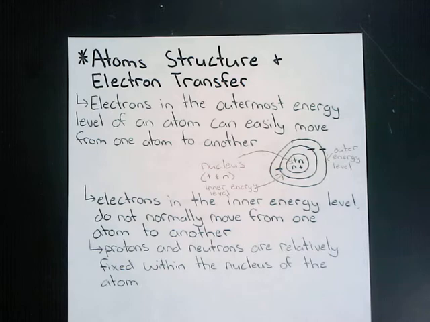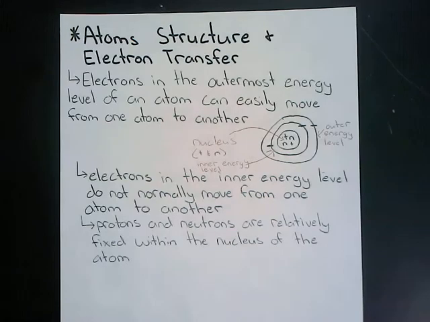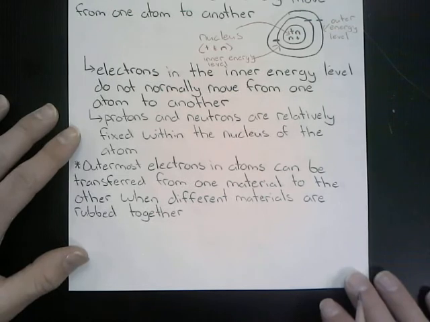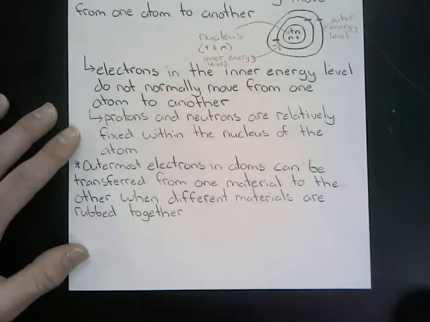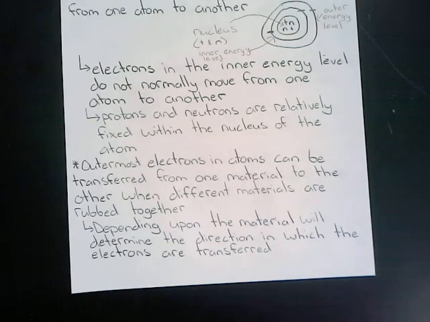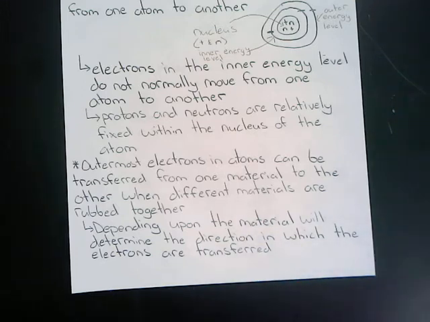Now, what's really important for us is these electrons in the outermost energy level. These electrons can be transferred from one material to the other when different materials are rubbed together. We have to remember that the material will determine the direction in which the electrons are transferred. A really important point here: the reason we're concerned about this transfer of electrons is that how electrons are transferred determines the flow of electric charge.